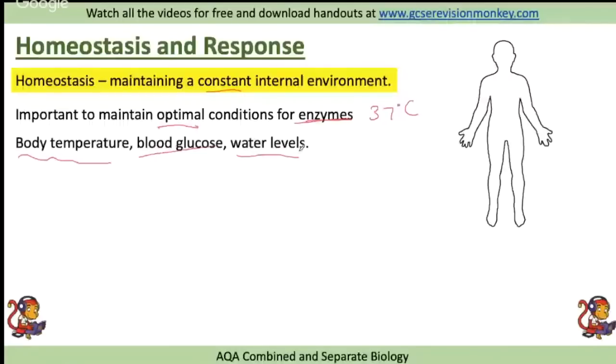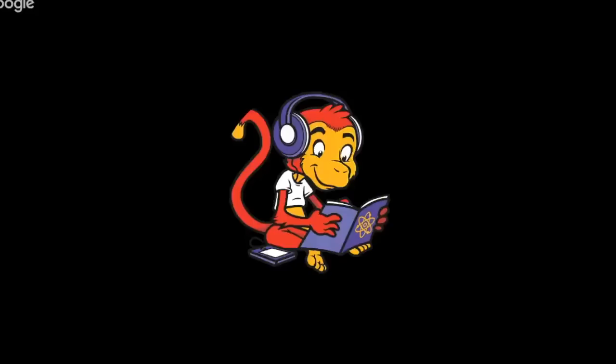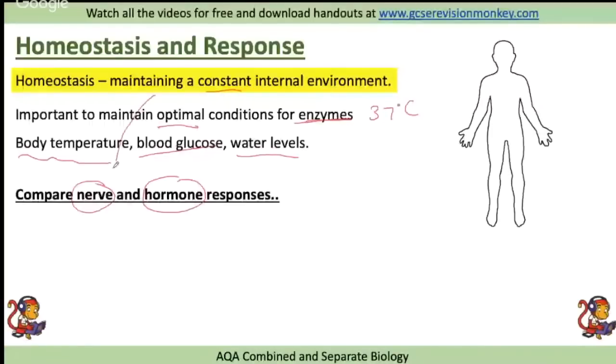In your exam, a common question is asking you to compare nerve and hormone responses, because to maintain a constant internal environment, you might be looking at a nervous response to do this, or you might be looking at a hormonal response. So I want you to concentrate on the types of words that you need to use in a compare answer. So let's have a look at this first line here. Nerve responses are faster than hormone responses.